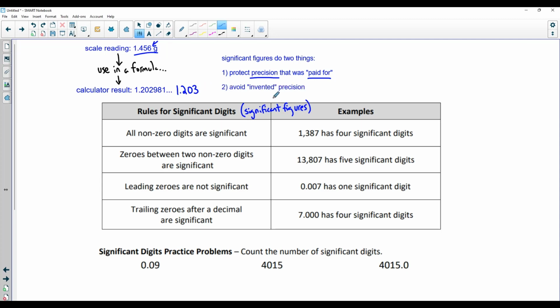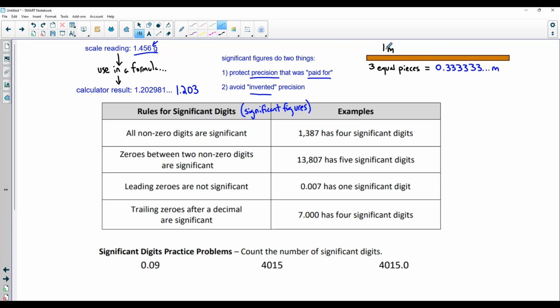Now, the other thing it does is it avoids invented precision. And so let me set you up with an example over here. If we took a 1 meter rod and we broke it up into 3 equal pieces, a calculator would tell you that that's 0.3333, and I know it repeats on forever.